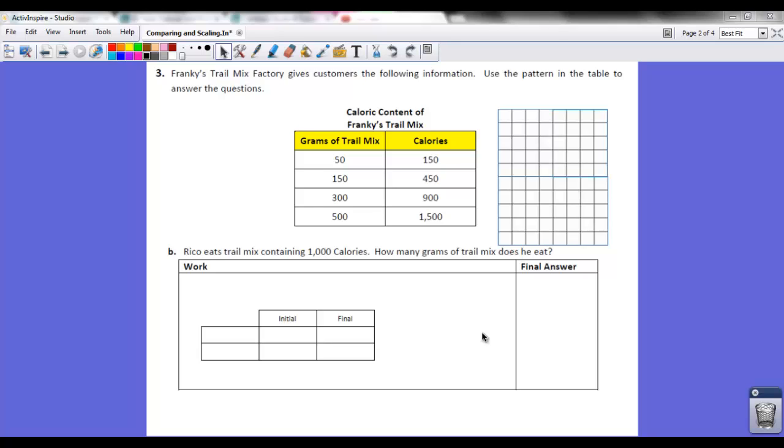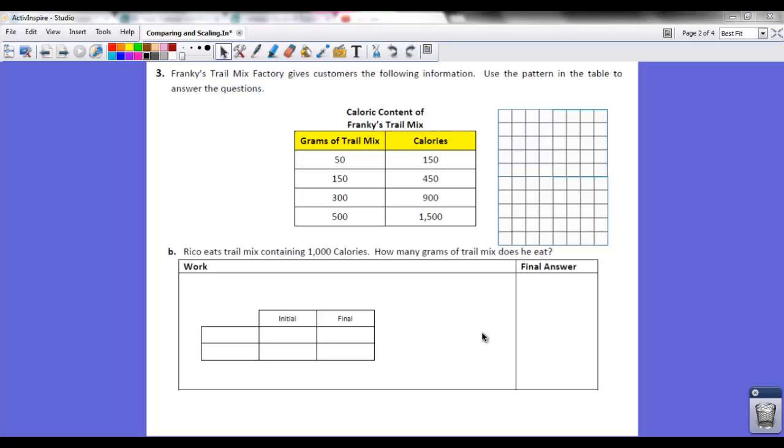Go ahead and pause the video if you haven't already and work out the problem yourself first. Alright, let's see what you come up with. As before, we're given a table. It says Frankie's Trail Mix Factory. So let's look at what the problem is asking. Use the pattern in the table. It's telling me that if Fiona eats 75 grams of trail mix, how many calories does she eat? So I want to figure out how many calories she will eat, and it's giving me 75 grams.